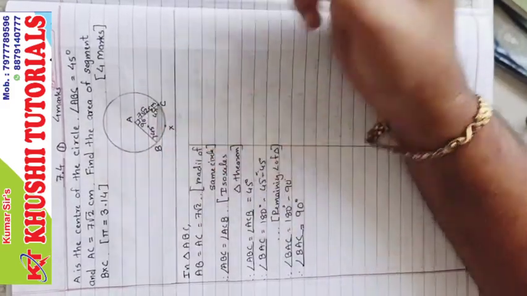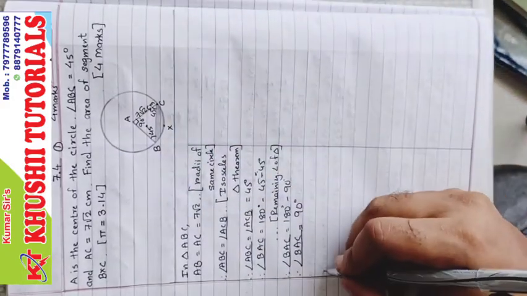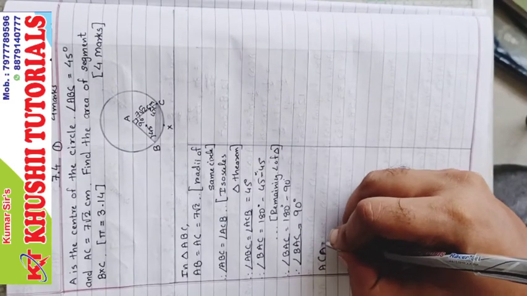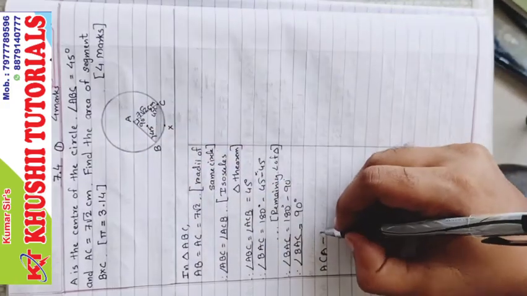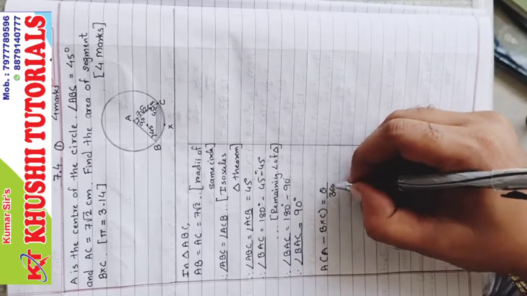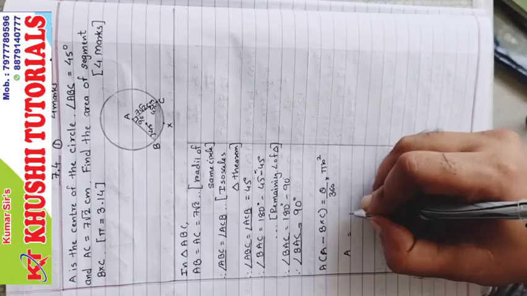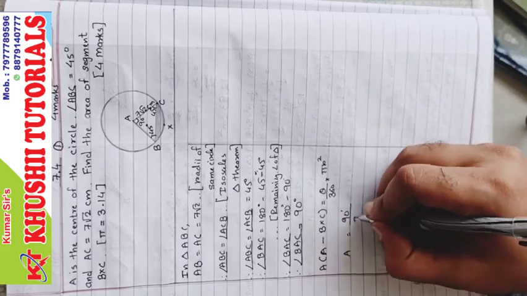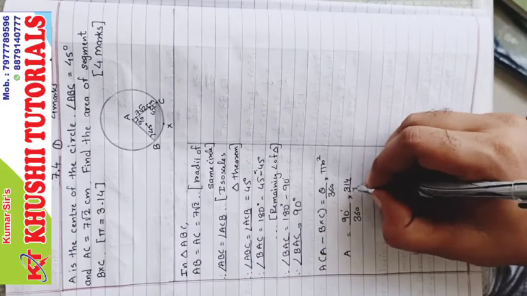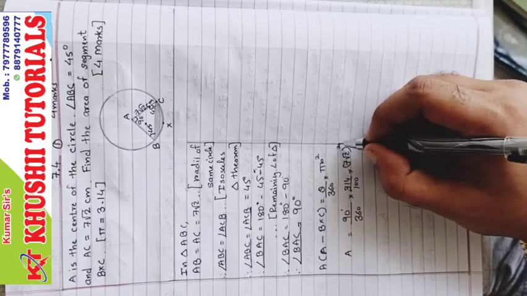Now we got the central angle. Now it's so simple: area of sector minus area of triangle. So let's start with area of sector. The sector is called A dash BXC, right? Area of sector A dash BXC equals theta upon 360 into pi r square. That is the formula. Now theta is 90 degrees upon 360 degrees into pi, the value is 314 upon 100, into r, which is 7 root 2, the whole square.